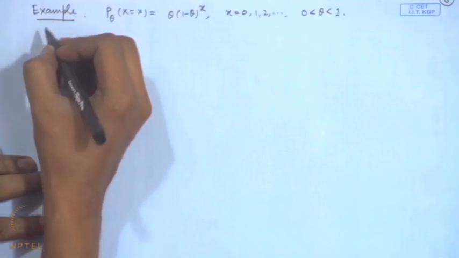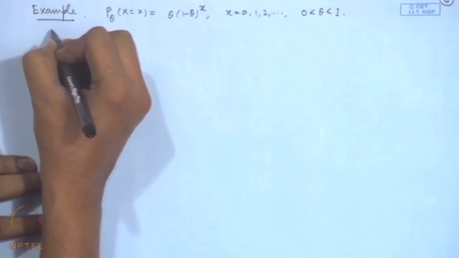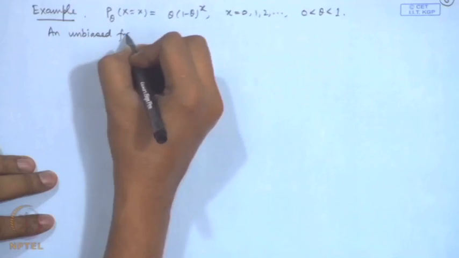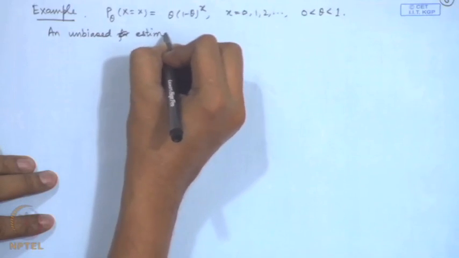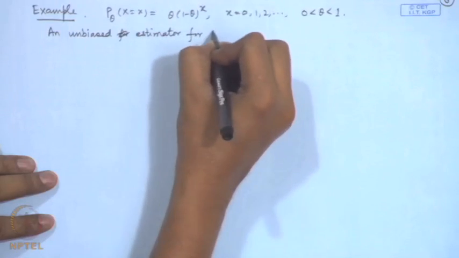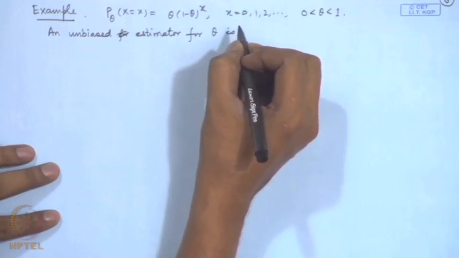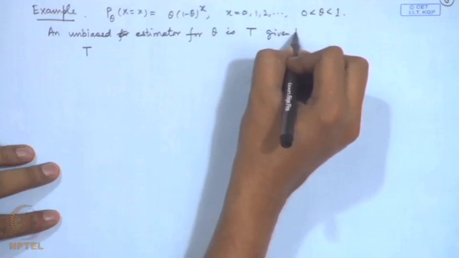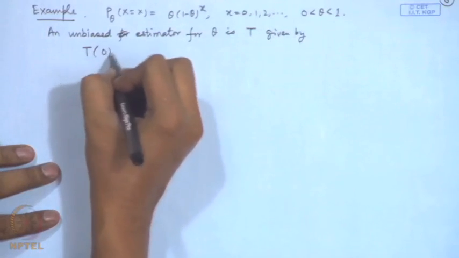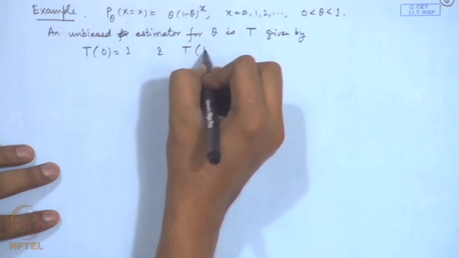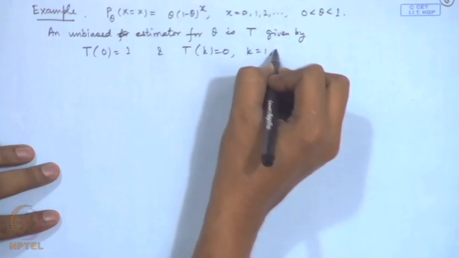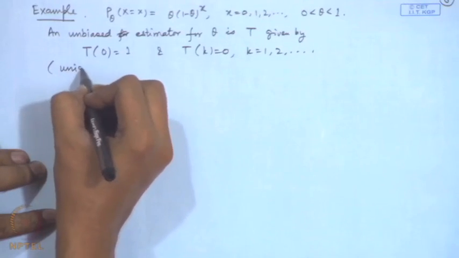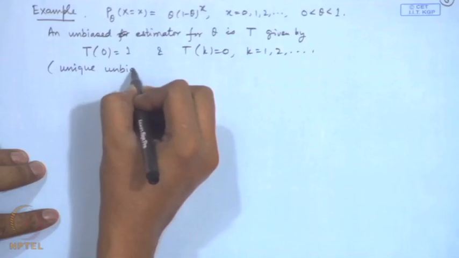In fact, for this problem we have already shown that an unbiased estimator for theta is T, given by T 0 is 1 and T k is equal to 0 for k equal to 1, 2 and so on. In fact, this is the only unbiased estimator, the unique unbiased estimator.